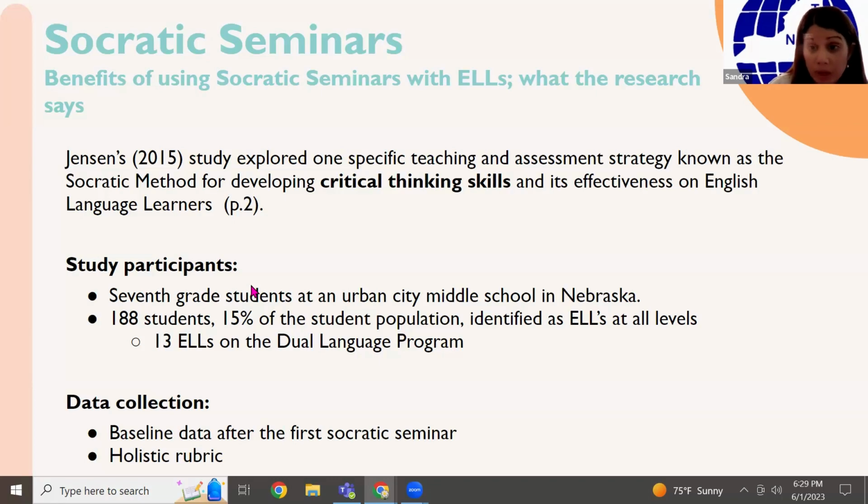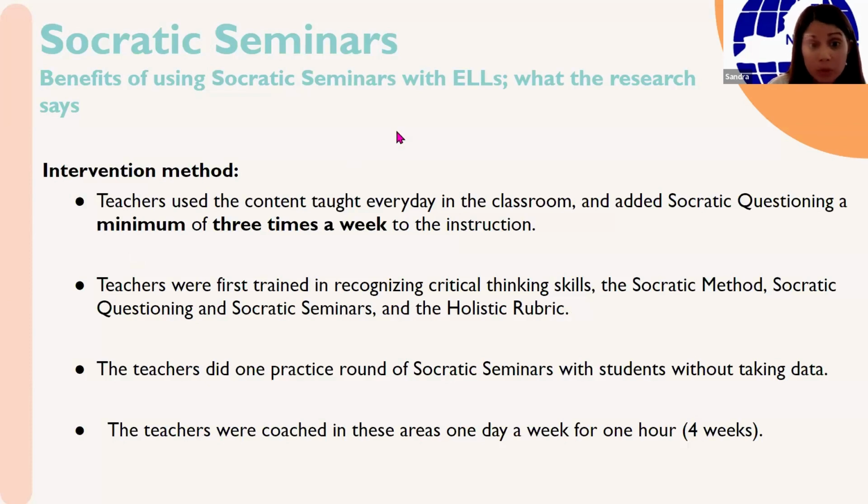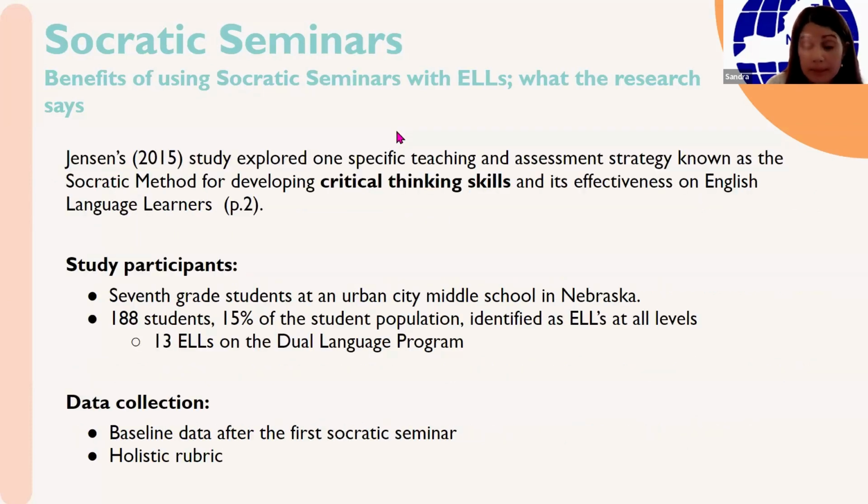This one was done with 7th graders in an urban school. They had approximately 188 students. 15% of the student population were identified as English language learners across all grade levels. It didn't matter whether they were entering or expanding, they were all included. And 13 of that 15% population were in dual language programs. So that's the composition of the students that they used for their study.